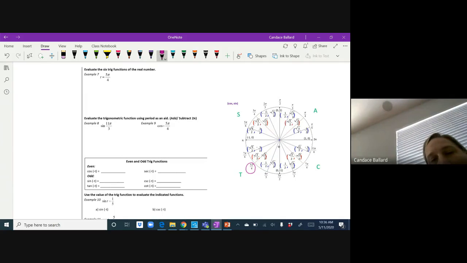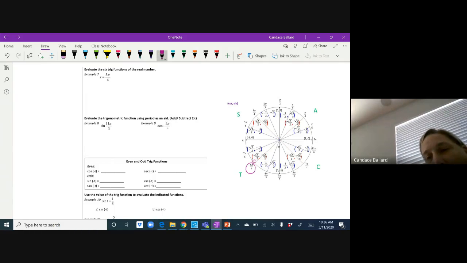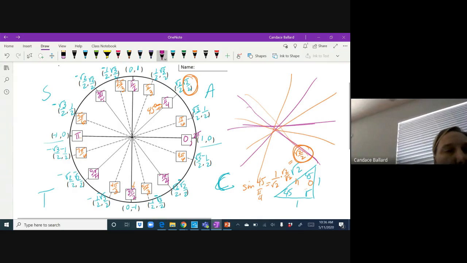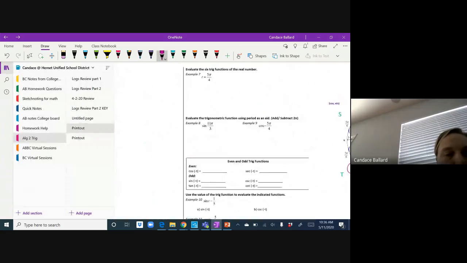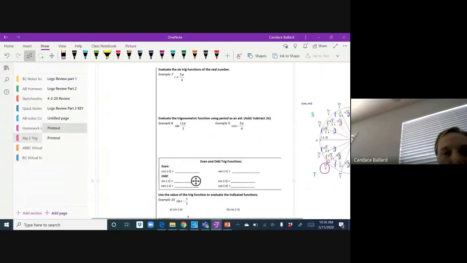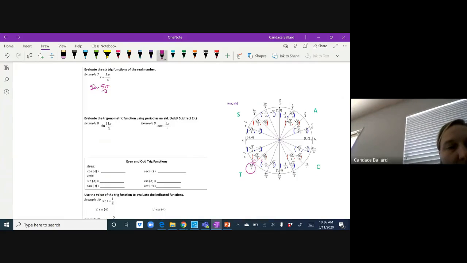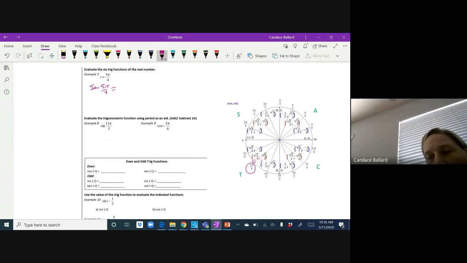So we are going to do all the trig functions from pi over 4. Remember, the x coordinate is the cosine and the y coordinate is the sine. All right, so I'm going to start with the sine of 5 pi over 4. I know that 5 pi over 4 has this y coordinate, so it's negative square root of 2 over 2.